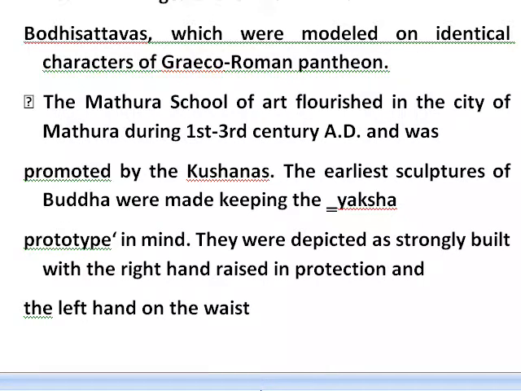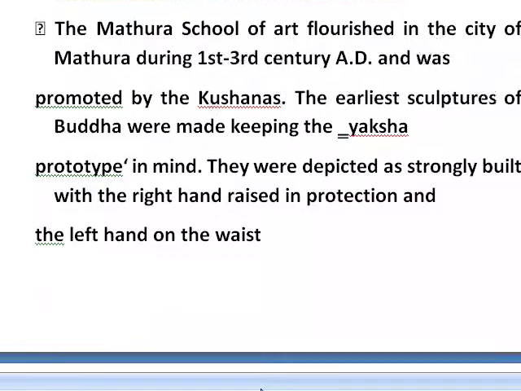The Mathura school of art flourished in the city of Mathura during the 1st and 3rd century and was founded by the Kushanas. The earliest sculptures of Buddha were made keeping the Yaksha prototype in mind. They were depicted as strongly built, with the right hand raised in protection and the left hand on the waist.